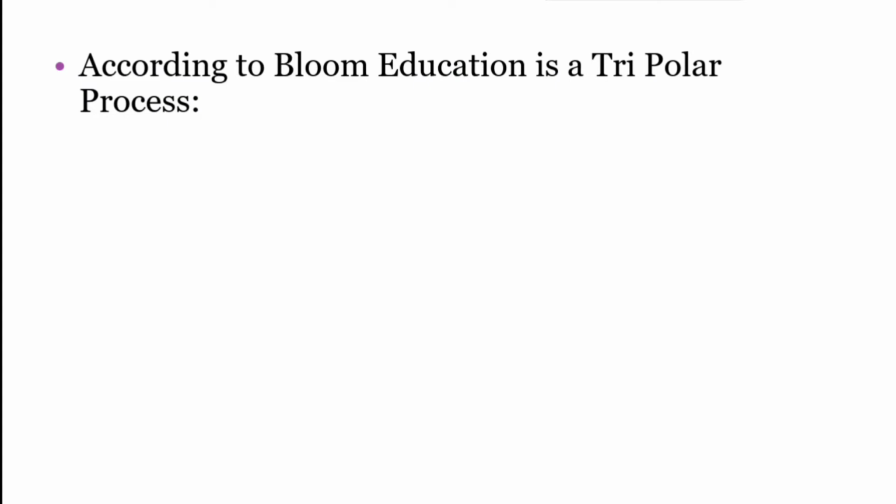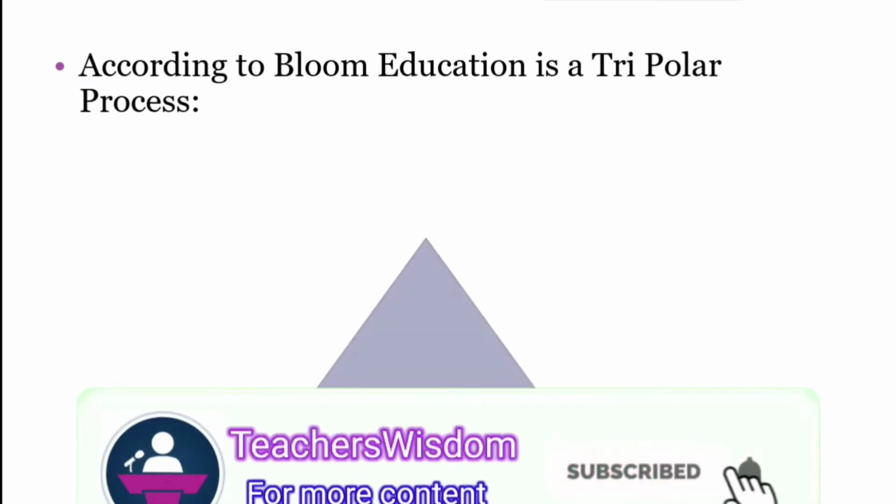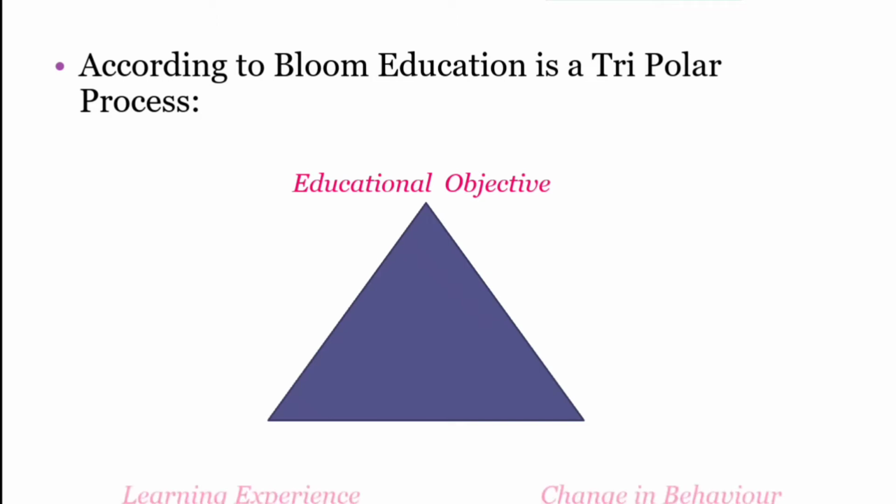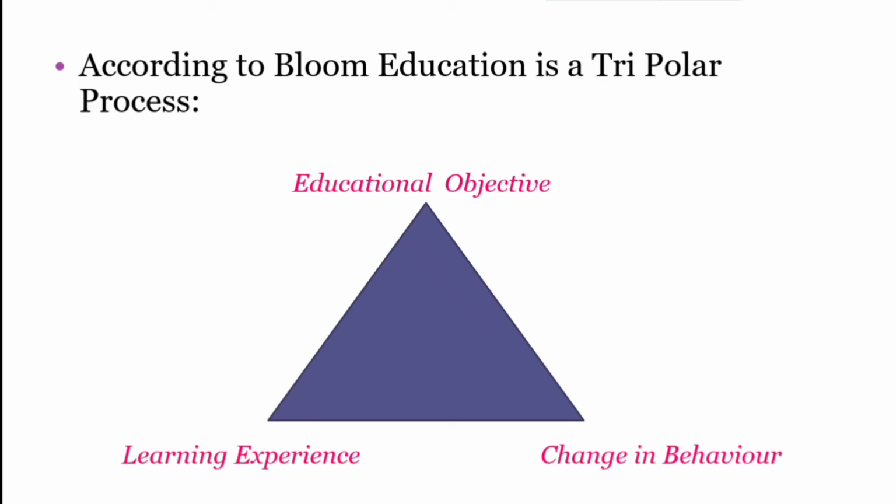Next, according to Bloom, education is a tripolar process. Tripolar process means three main components are included in the teaching learning process. First is educational objective, second is learning experience, and third is change in behavior. So they all are dependent on each other. To change the behavior of the child, we have to frame the educational objective, and those educational objectives are achieved by learning experiences, and those learning experiences lead to the change in behavior of the child.